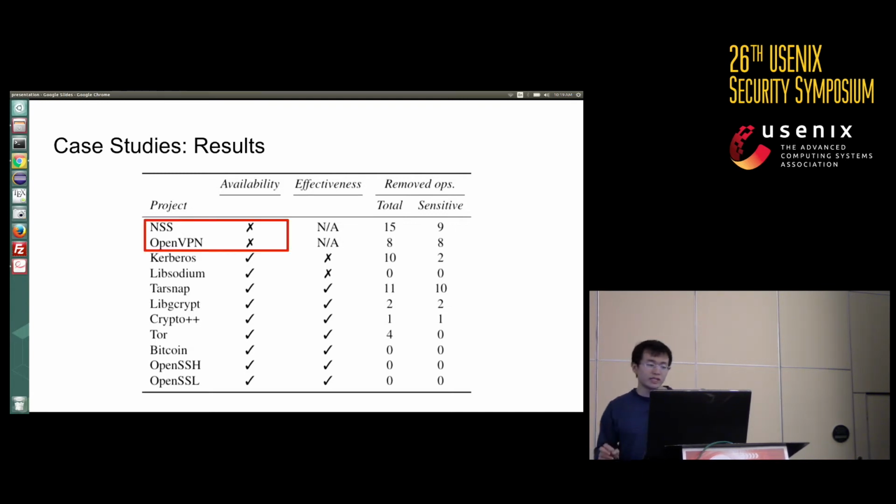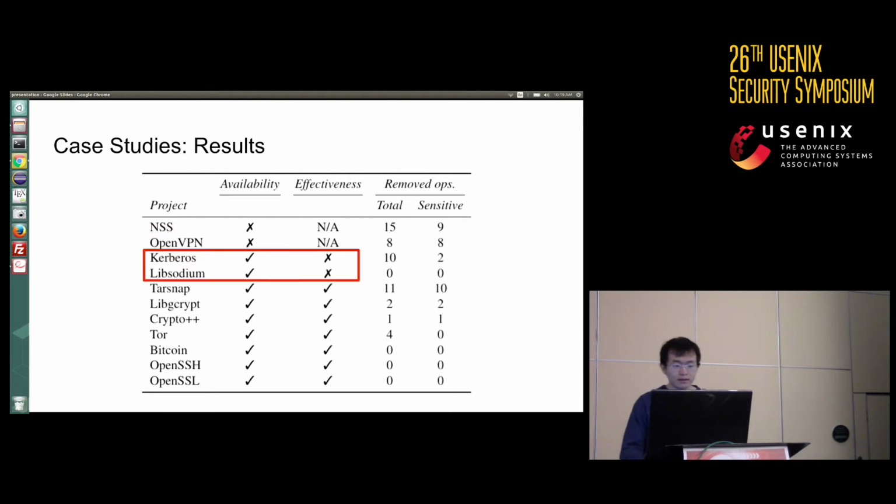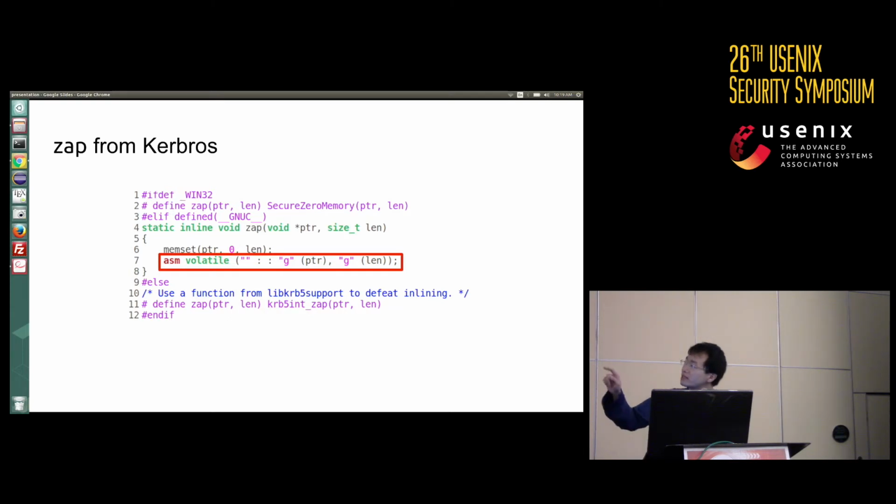First, we found two projects, NSS and OpenVPN, didn't have a memory scrubbing function. All they have is a macro that expands to a plain, direct call to memset. An additional two projects didn't have a reliable memory scrubbing function. Libsodium's memory scrubbing function is not reliable when link time optimization is enabled. Kerberos's memory scrubbing function is not reliable because it used an invalid memory barrier, as is shown here.